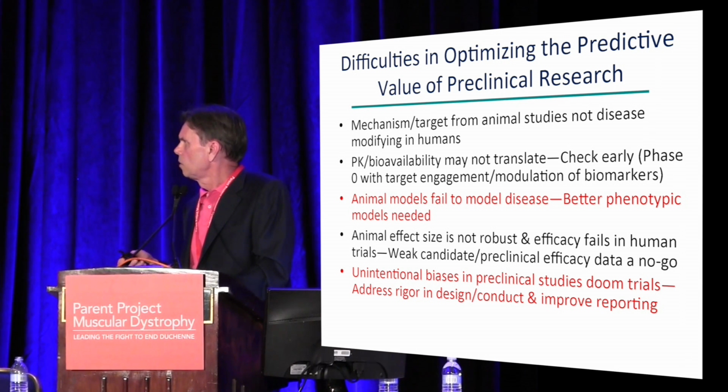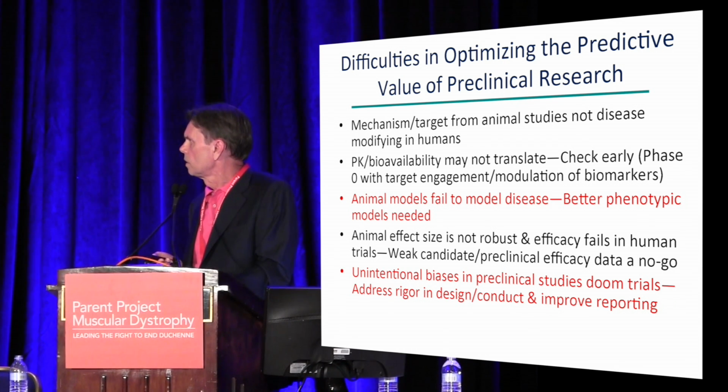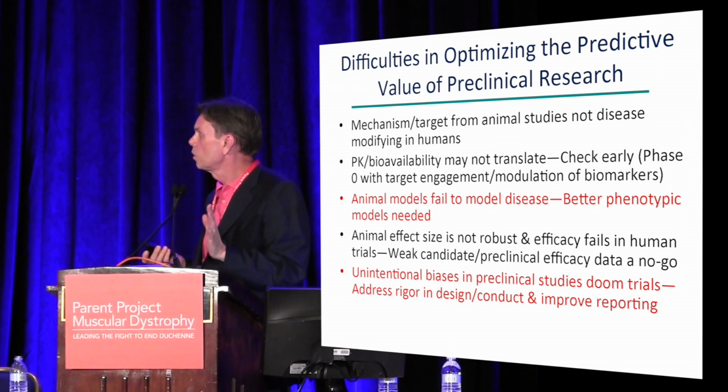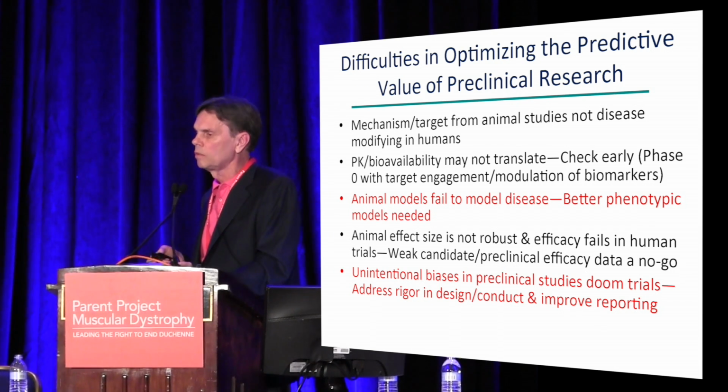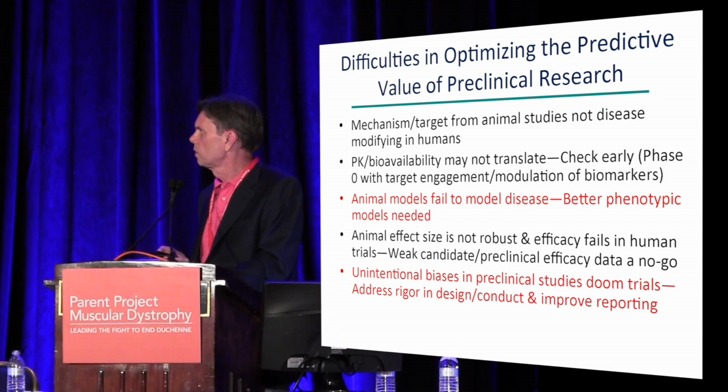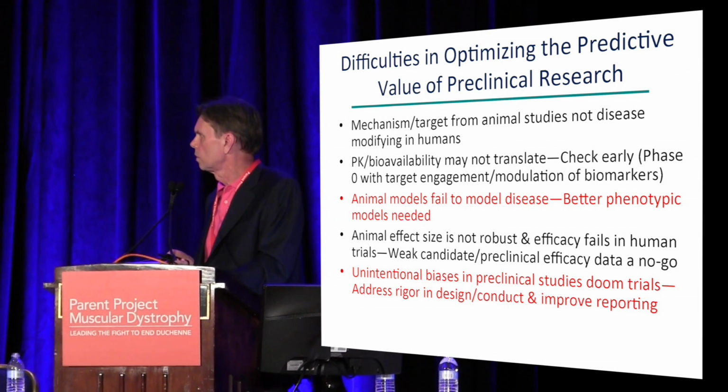And then in many cases, the studies really aren't done that well. The effect size is not robust enough. So it might have been a weak candidate in the first place and really should not have necessarily moved into humans. And then the last issue, which a considerable amount of press has been around the past few years, is the unintentional biases that investigators introduce into preclinical studies that doom the later human trials.